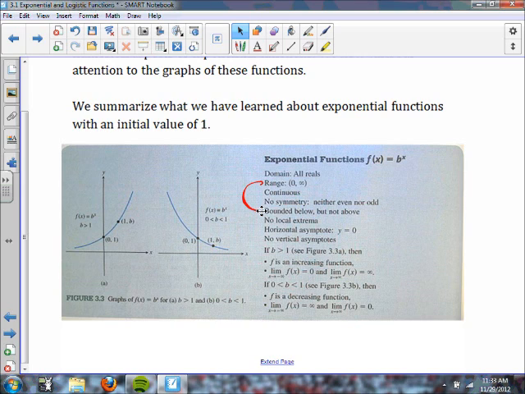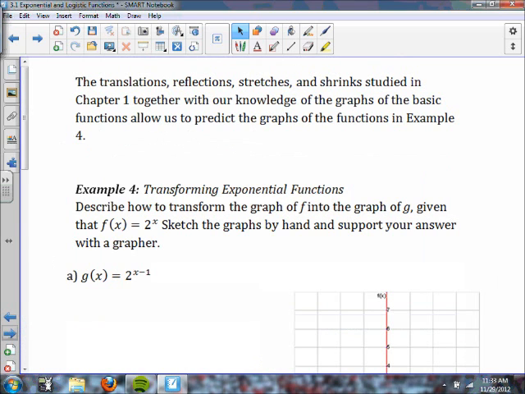If b is greater than 1, it's an increasing function. If it's between 0 and 1, it'll be a decreasing function. Okay? So you should be able to pick out the limits from there also. All right? So we're going to go through this. Now, translations, reflections, stretches, shrinks. So stuff we covered in section 1.6 is going to take part here.